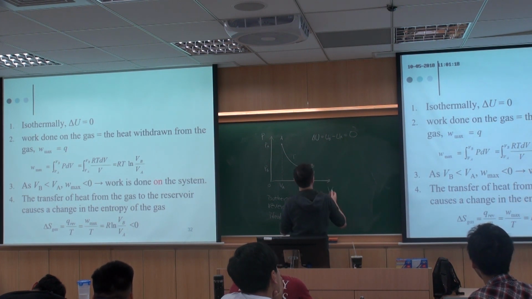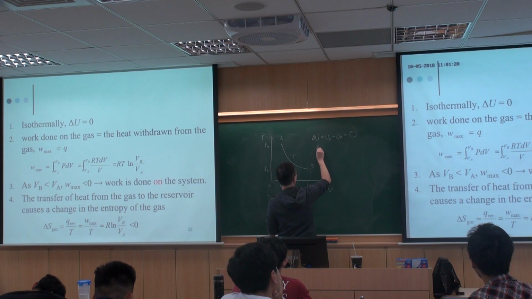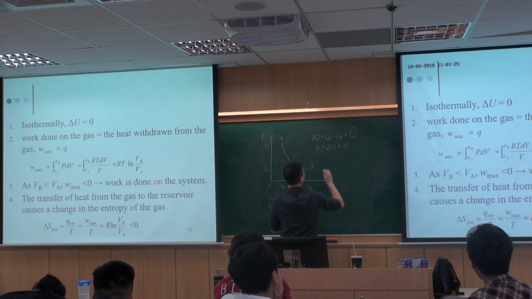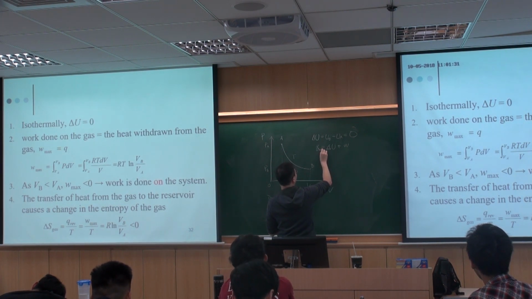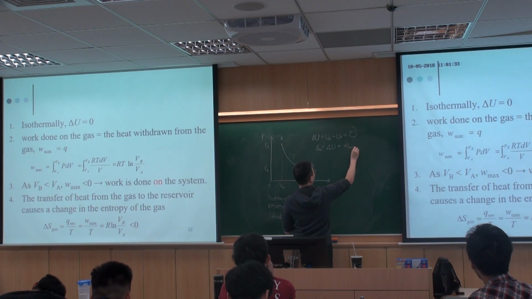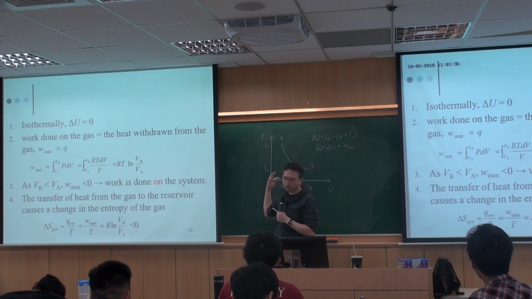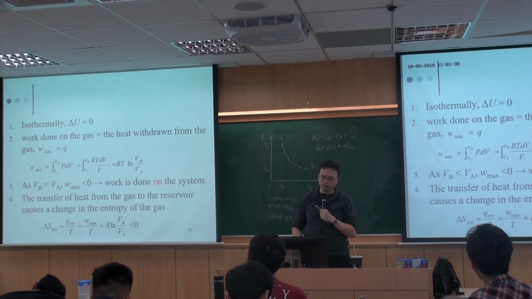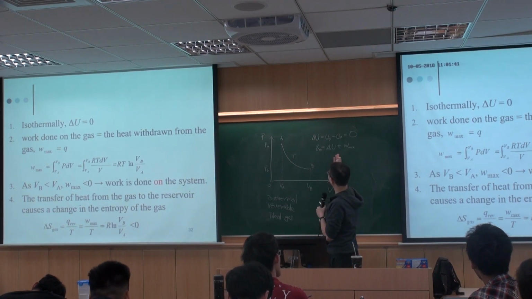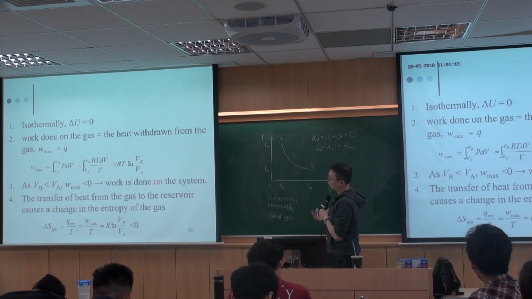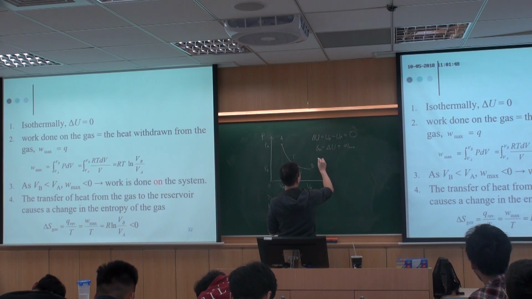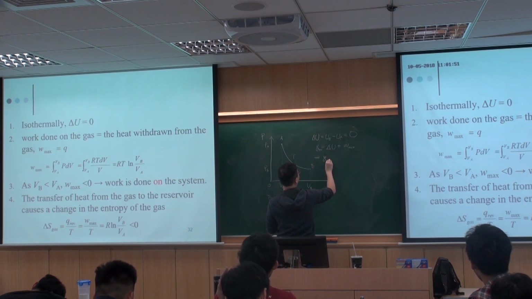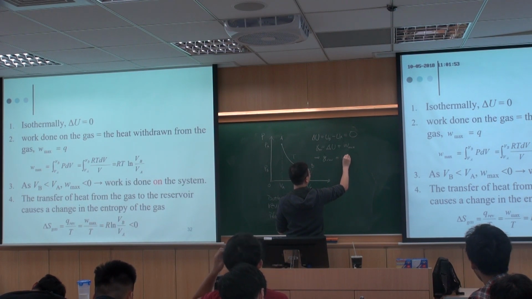So if you are not familiar with this, of course, you can always start from the first law. And since this is a reversible process, we know that this is Q reverse and this is W max. We don't have to write that down, but this is just for your own knowledge that this is the reversible heat and this is the maximum work. And for isothermal process, we know delta U is 0. Therefore, Q reverse is the same as W max.